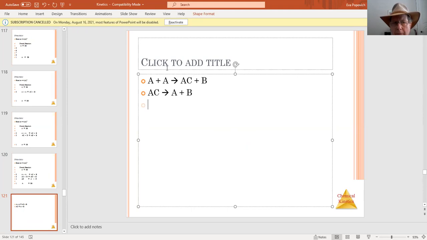Two A's on the left, one A. My overall reaction is A going to 2B. My AC's cancel out. The only thing left on the reactant side is the A. Since my AC's canceled out and my A canceled, would that work as a mechanism for this reaction?